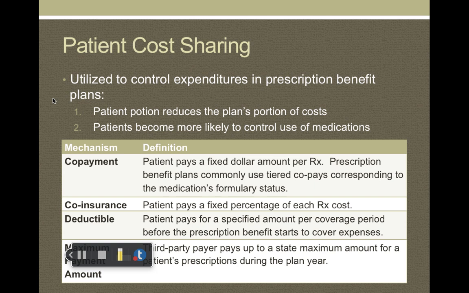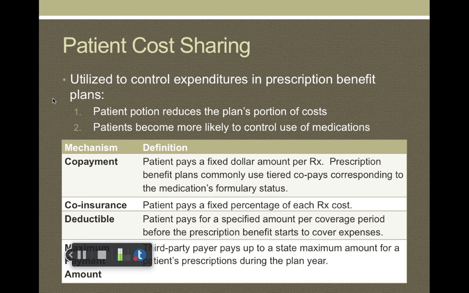And so what a deductible is: a patient has to pay for a specified amount of coverage before their prescription benefit starts to cover any expenses. So that may be $200 or $300. It may be $1,000 for some of these plans, especially if people enroll via the insurance marketplace. So whatever that amount is, they have to pay that completely out of pocket before their insurance will start to pay.